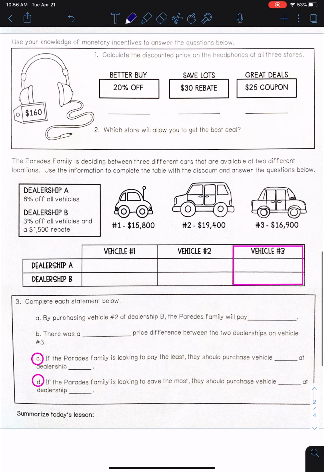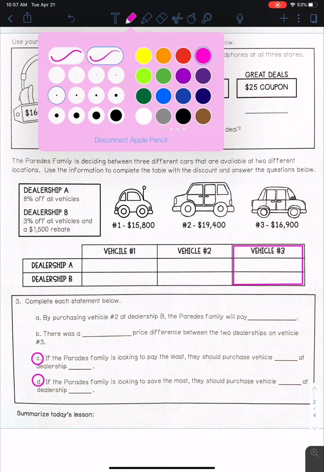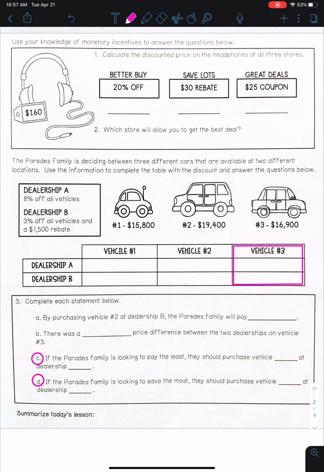So use your knowledge of monetary incentives to answer the questions below. It says, calculate the discounted price on headphones at all 3 stores. So my headphones over here are $160, but if I go to Better Buy, I'm going to get 20% off. So I need to figure out what 20% off $160 is.